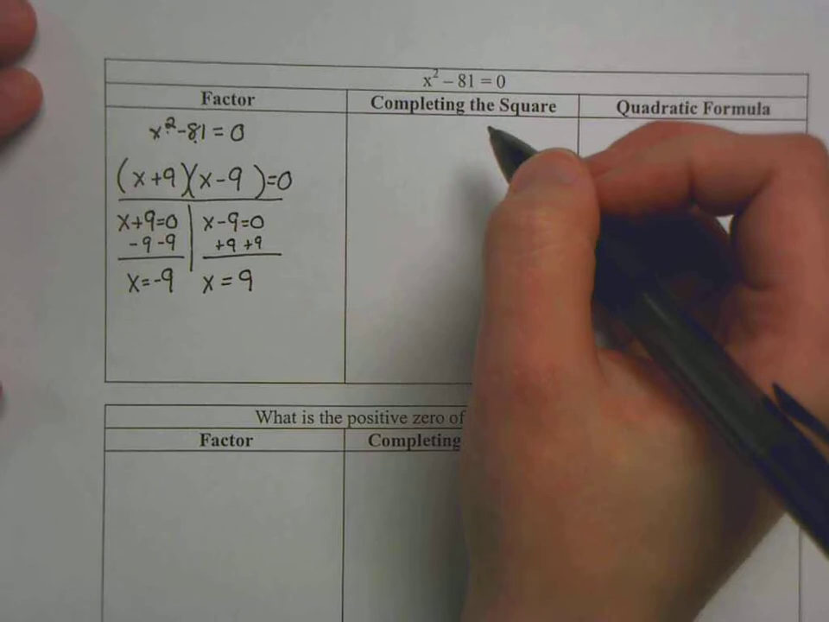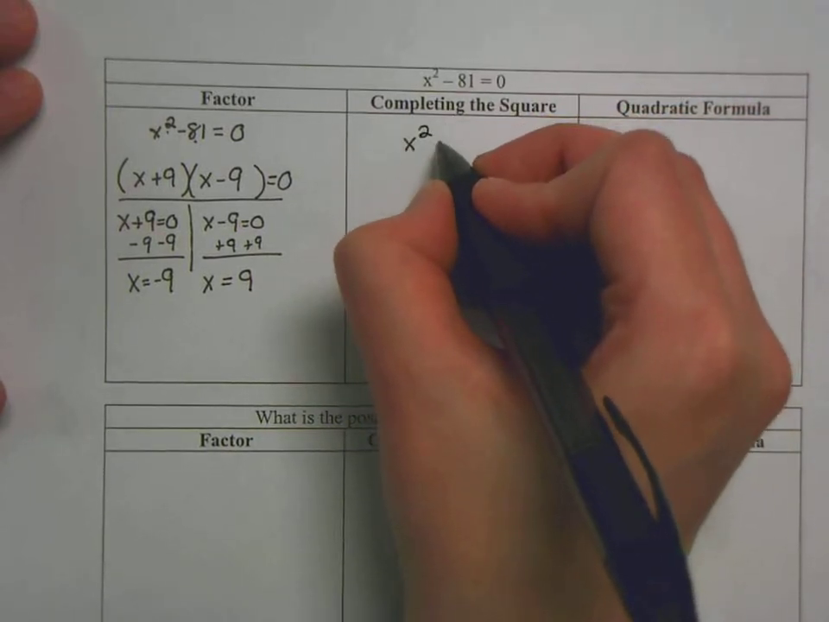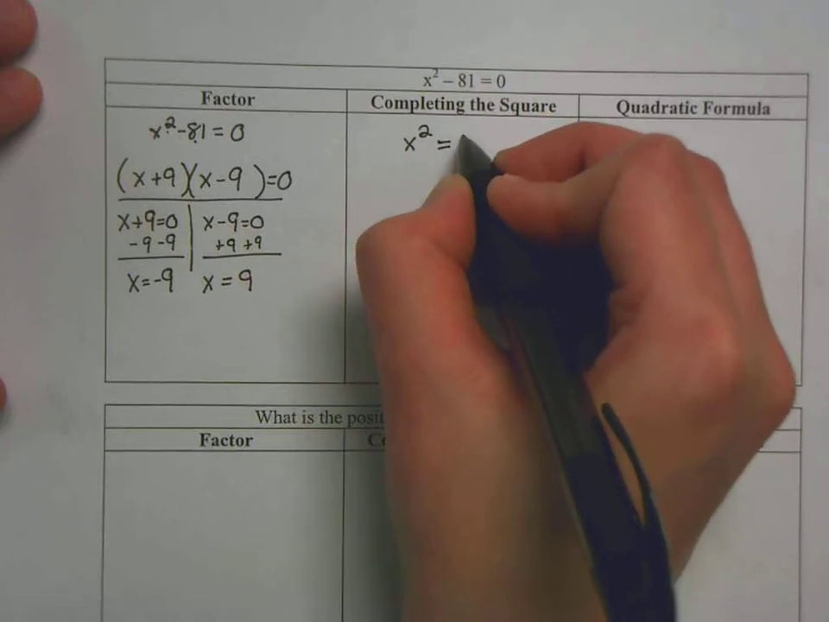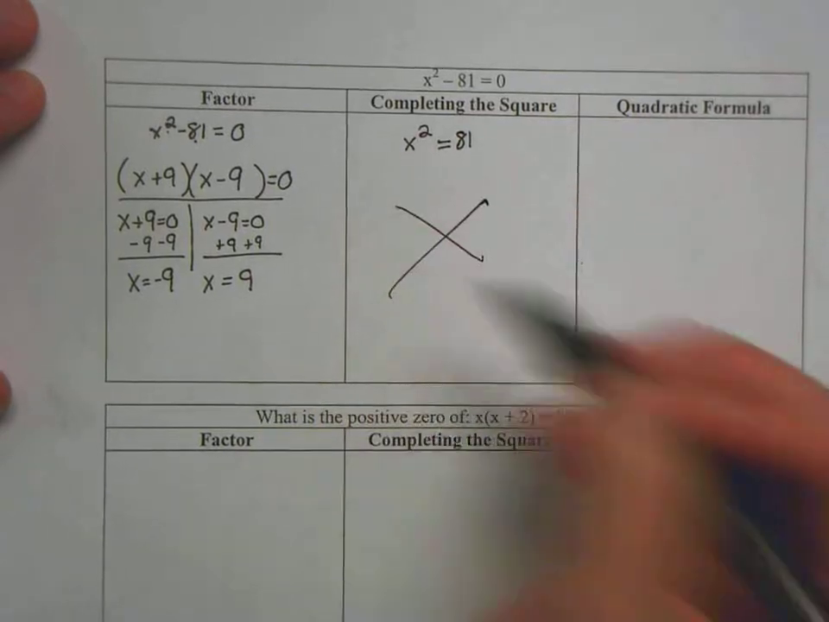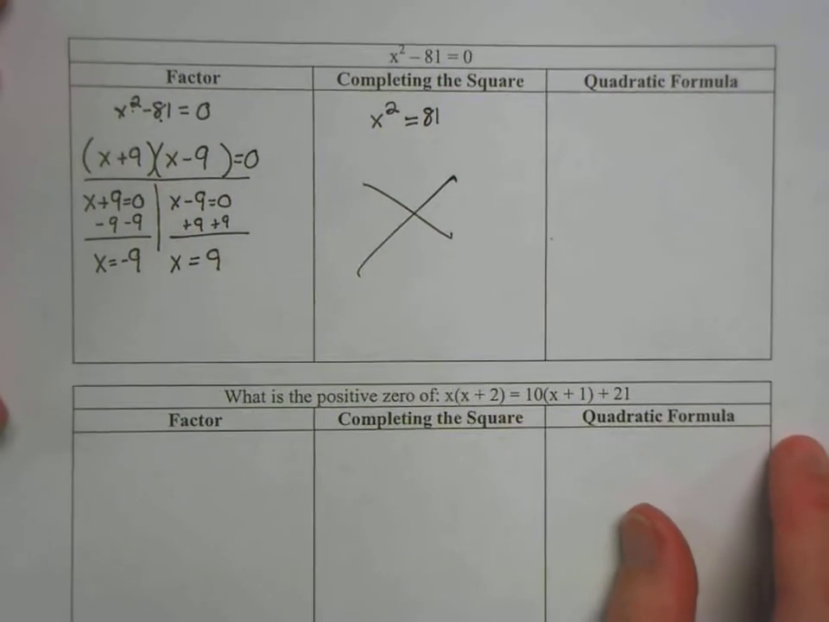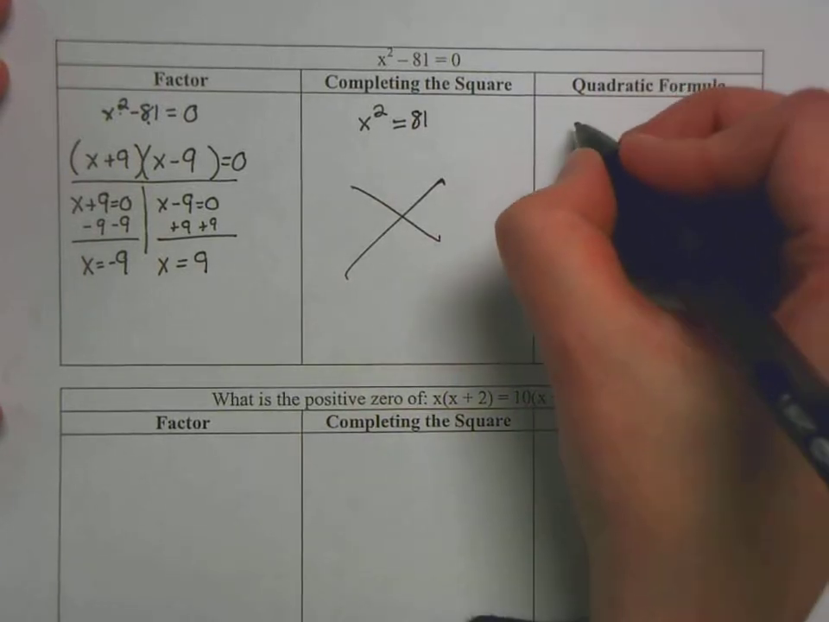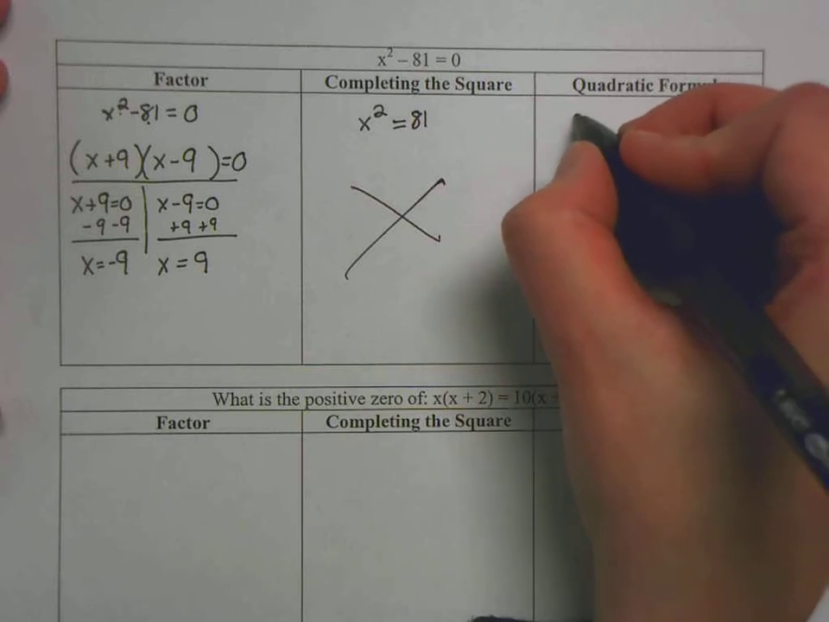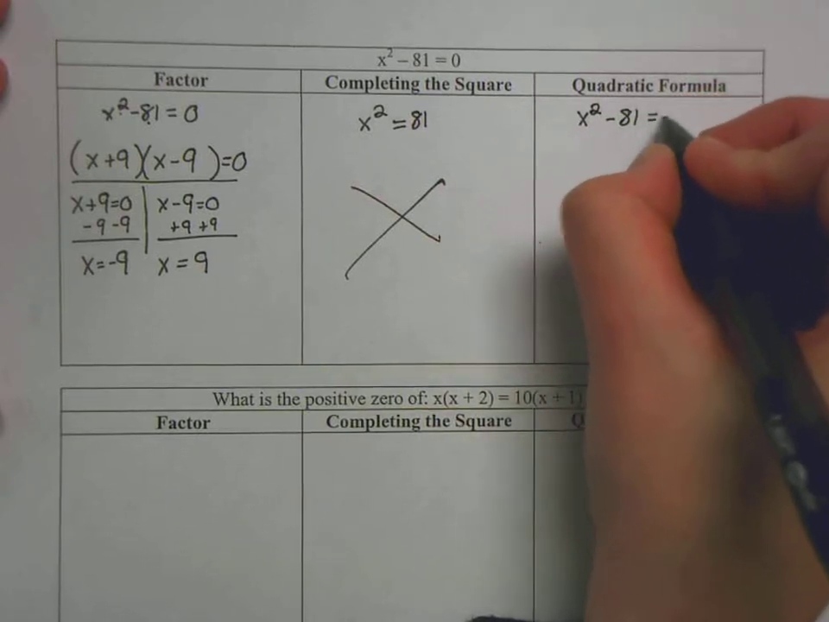I could do completing the square, but completing the square, not really much to do on this one, just because if I move the whole number over, notice there's no x term to cut in half and square. So it's probably not the best method to use on this one. So again, I'm not going to do completing the square, but I can do quadratic formula, even though I'm missing that x term.